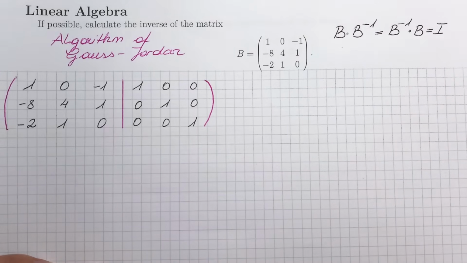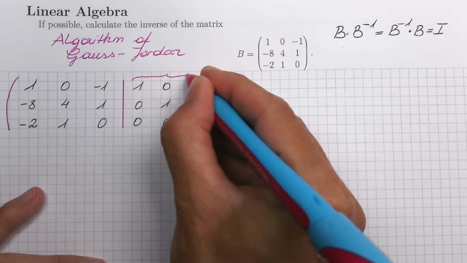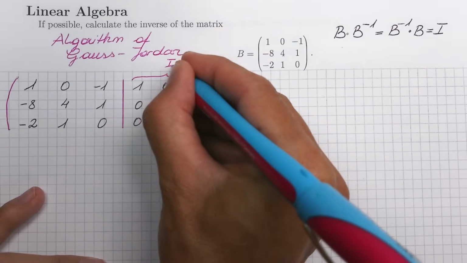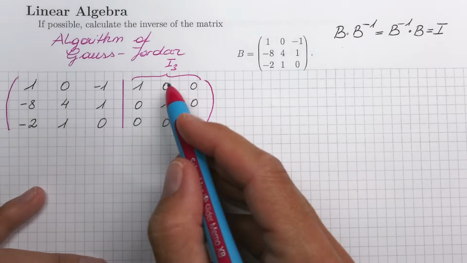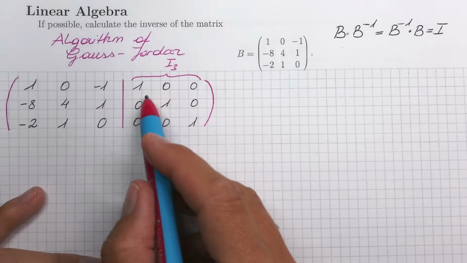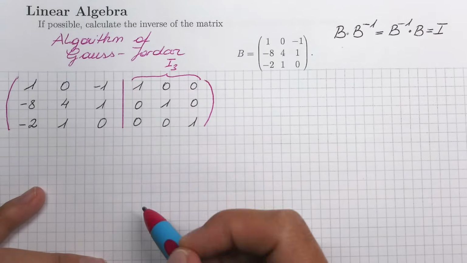What is the identity matrix? That's what we see here. We can call it I3 because it's a square matrix with 3 rows and 3 columns. In the main diagonal we only see 1 as entries, and in the rest we see zeros.